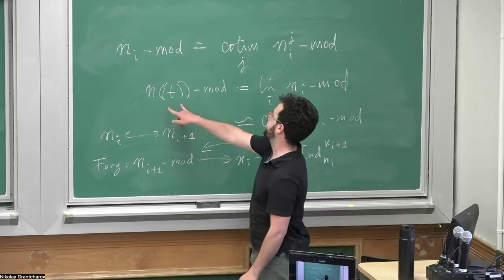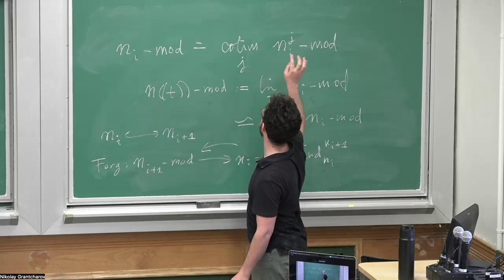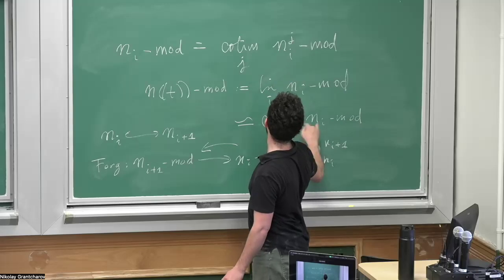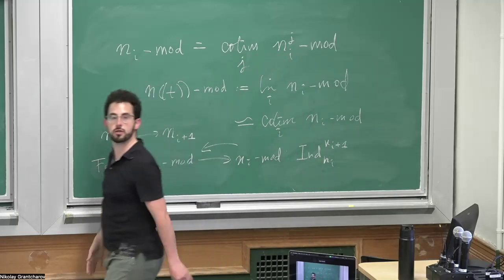So basically, I'm just defining the category of modules as colimit over I, of colimit over J, of modules over something which is finite dimensional.